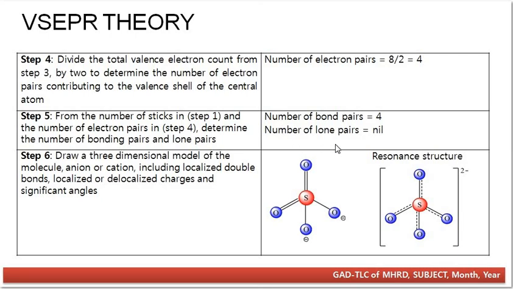Now we will see how many of them are bond pairs and lone pairs. Here all the electron pairs are bond pairs. Then according to the VSEPR theory, the molecular structure will be tetrahedral and bond angle will be 109.5 degree. And this is the resonating structure of SO4 2 negative ion.